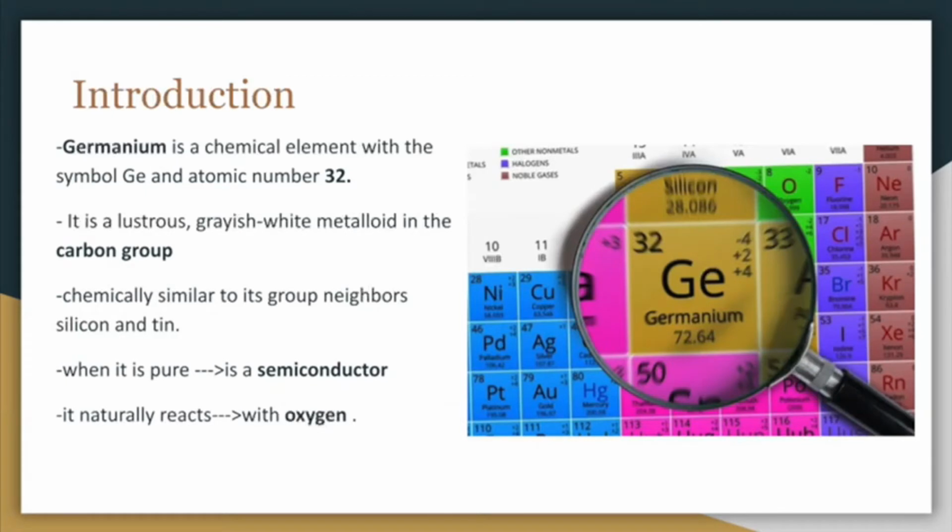The introduction. Germanium is a chemical element with the symbol Ge and atomic number 32. It is a lustrous grayish-white metalloid in the carbon group. Chemically, it is similar to its group neighbors, silicon and tin. When it is pure, it is a semiconductor. In nature, it reacts with oxygen.